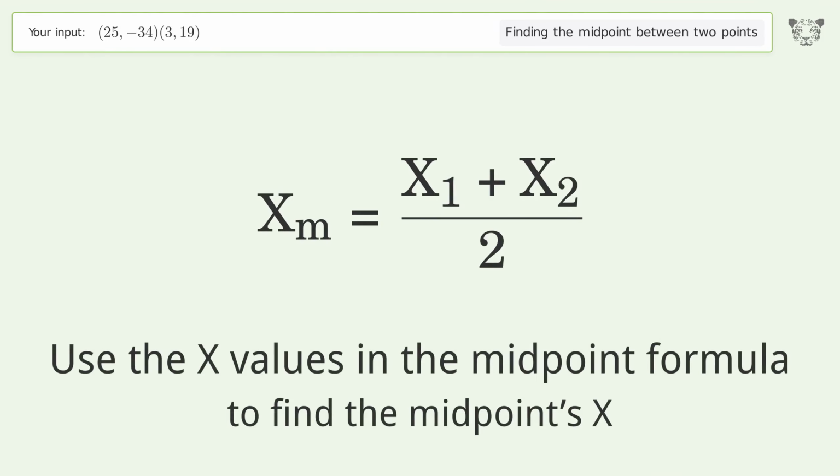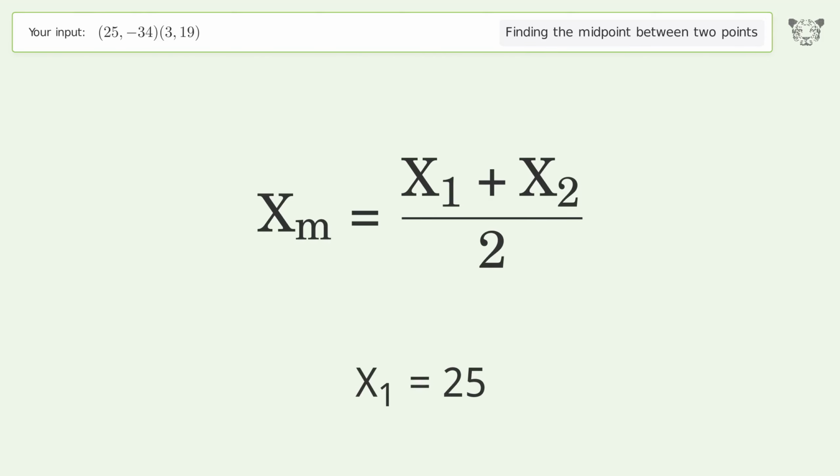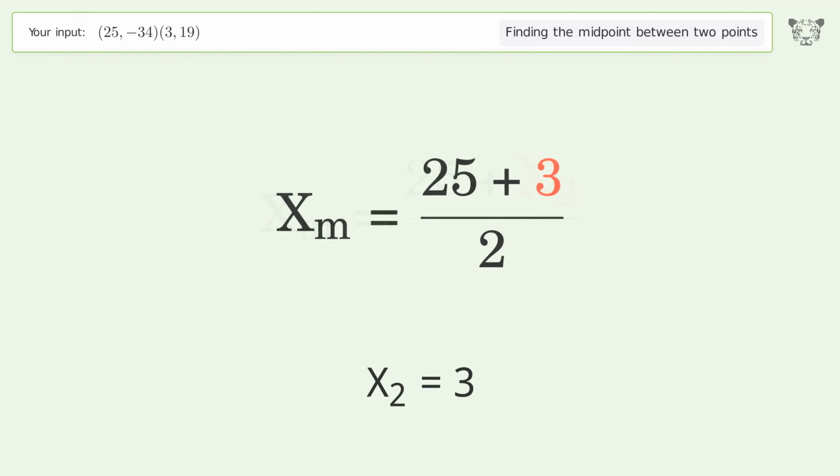Use the x values in the midpoint formula to find the midpoint's x. x1 equals 25. x2 equals 3. Simplify the arithmetic.